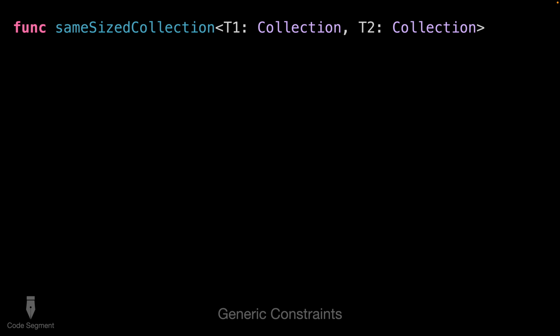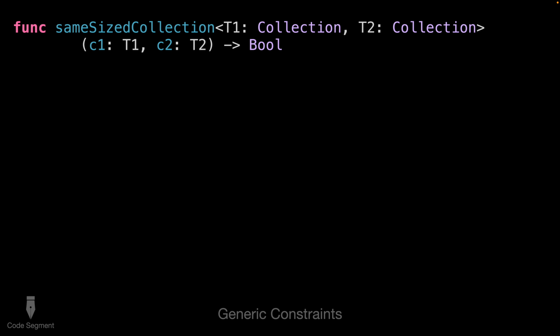Okay, so let's talk about generic constraints. Here we have the start of a function definition. This is a function that's going to check to see if two collections that are passed in are the same size. It's very similar in structure to the function we were looking at for the quiz. It's a little different. We have two types specified, T1 and T2, and we define two parameters of type T1 and T2.